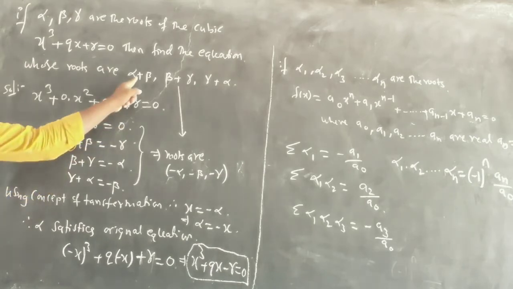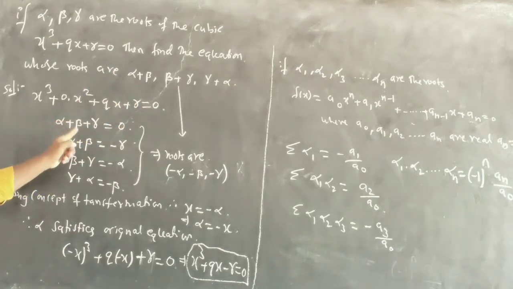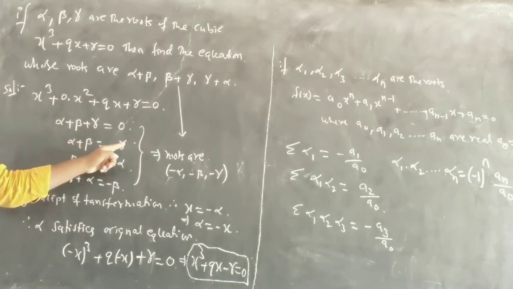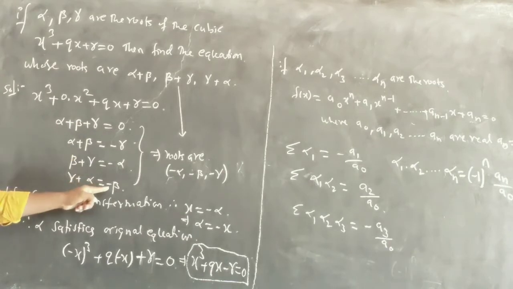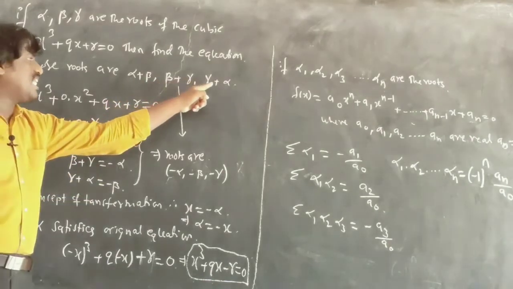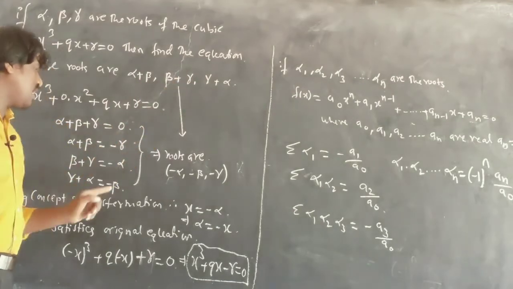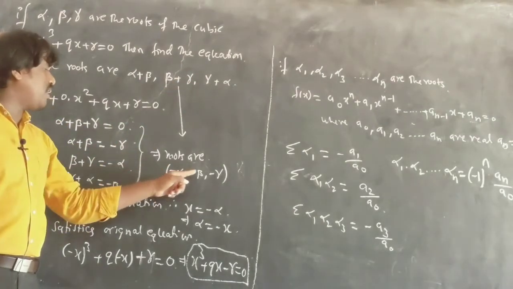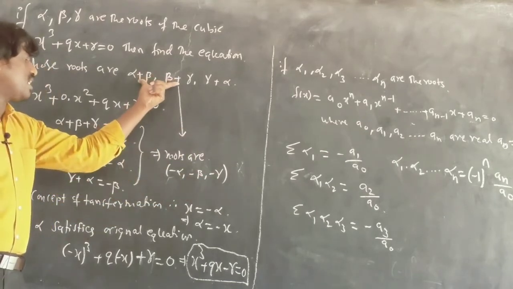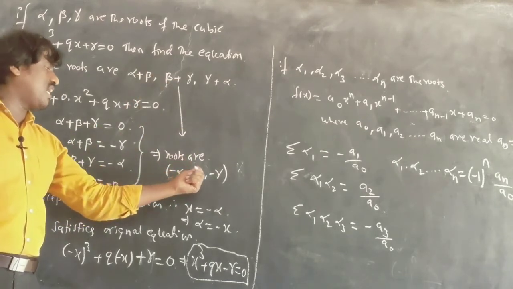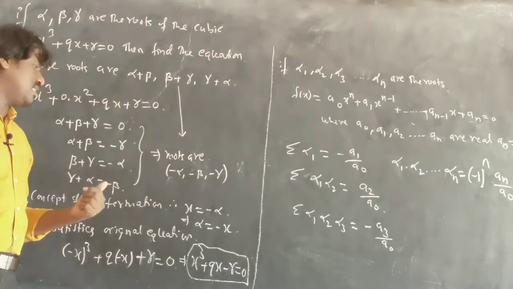Then the combination alpha plus beta you require. So alpha plus beta can be written as minus gamma. Beta plus gamma can be written as minus alpha. Alpha plus gamma can be written as minus beta. So this is transforming as minus alpha, minus beta, minus gamma. So you have to find a cubic equation whose roots are minus alpha, minus beta, minus gamma.